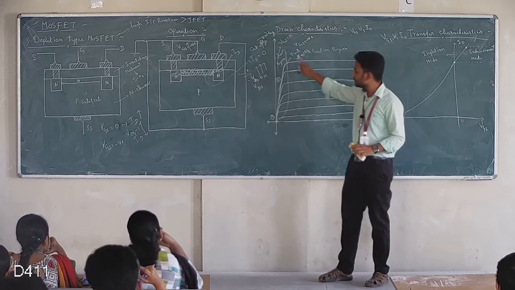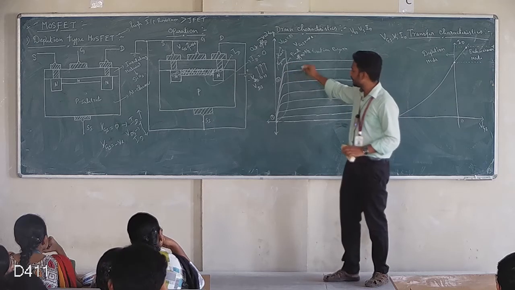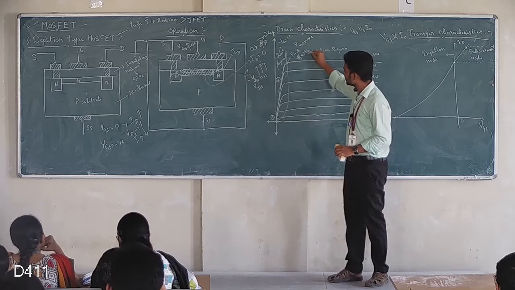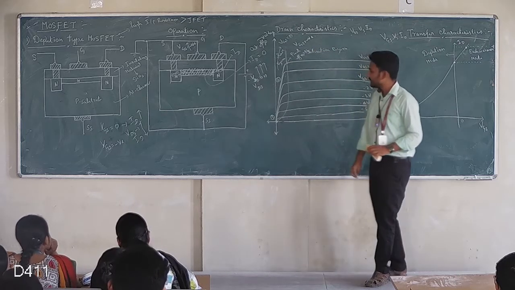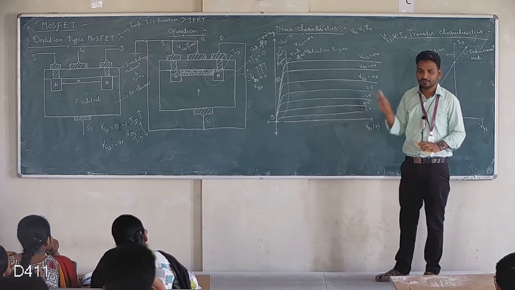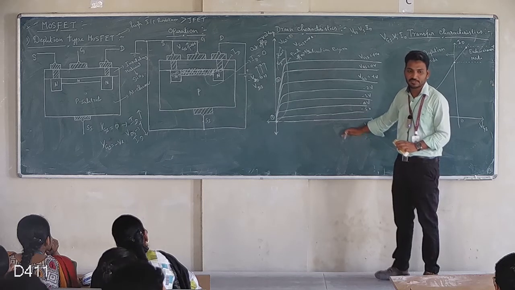The point drain current becomes constant. That is called pinch off voltage. Okay. After this is saturation region. Okay, after saturation region, you will have breakdown region in JFET. But in MOSFET, practically there is no breakdown region in MOSFET.